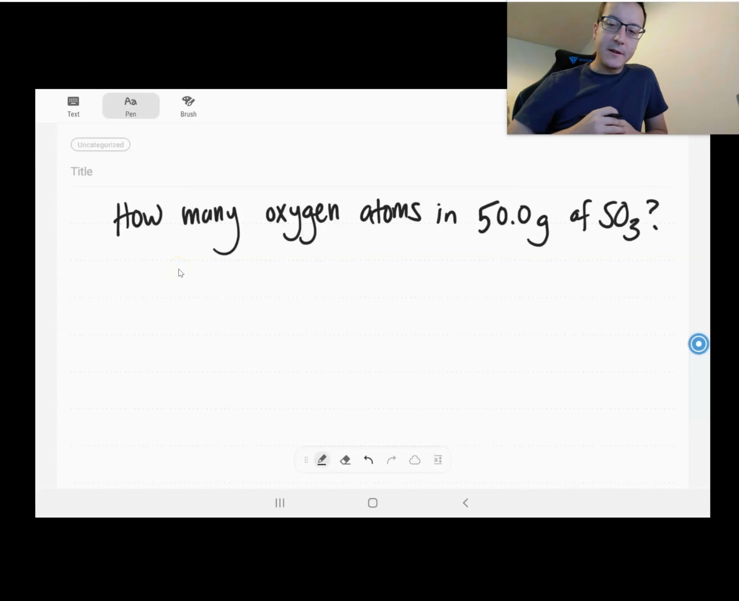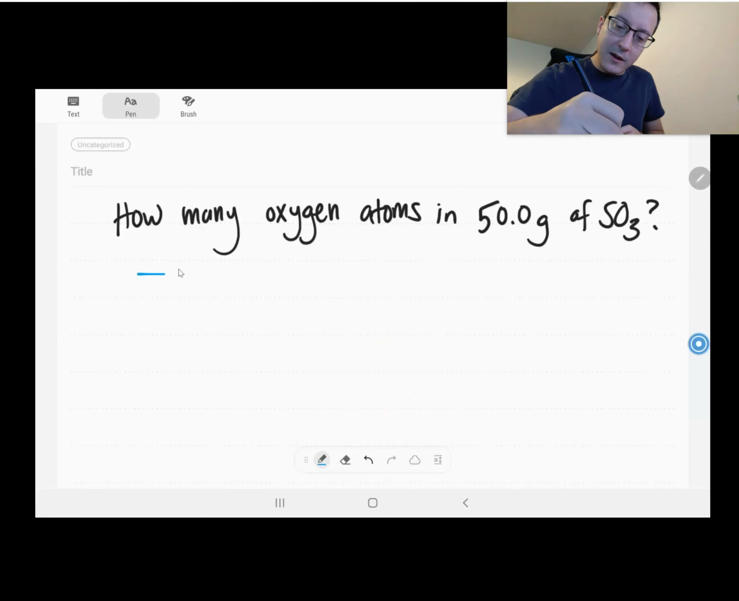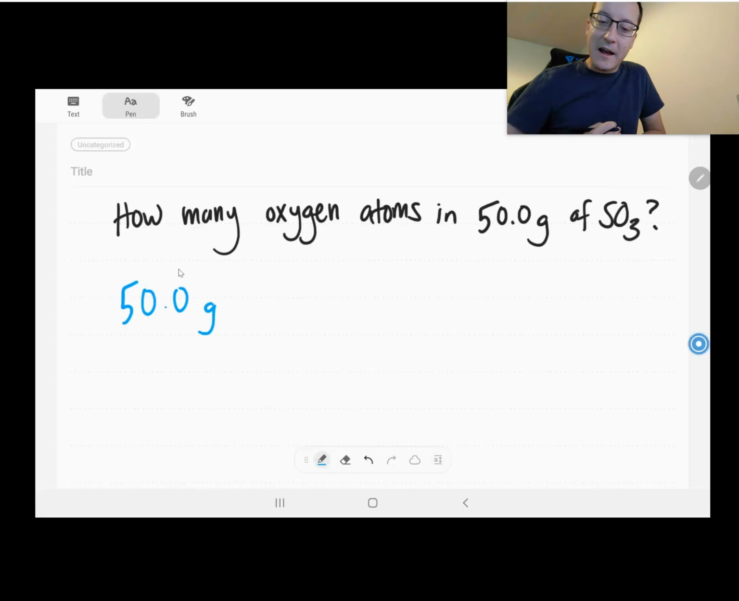Alright everyone, today we are going to take a look more in depth at how to figure out how many atoms there are in a mass of a particular compound. In this case, we're going to be looking at SO3, and we're going to try and figure out how many oxygen atoms there are in 50 grams of that substance. So, we're always going to start with the information that we have. We're going to try and figure out how we can go from 50 grams of SO3.